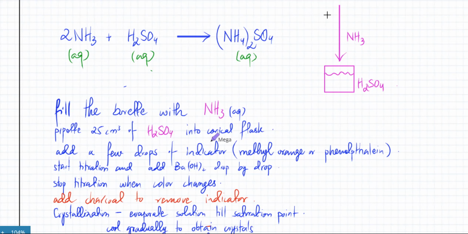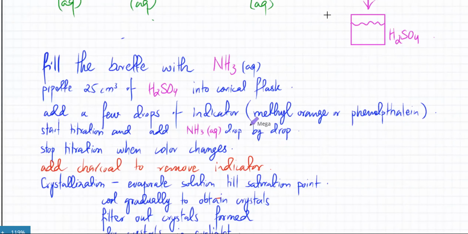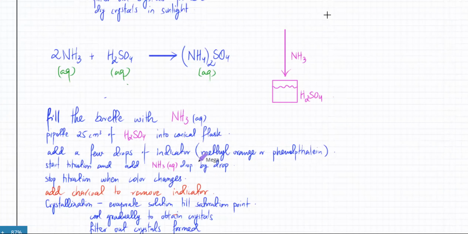So add a few drops of indicator. So we'll add that, start titration, and add ammonia in this case, drop by drop. So you'll start adding ammonia aqueous from the top, drop by drop. Stop titration when the color changes, and then you'll crystallize and evaporate the solution. So that's all pretty generic. So otherwise the terminology is going to be exactly the same. Ye clear?